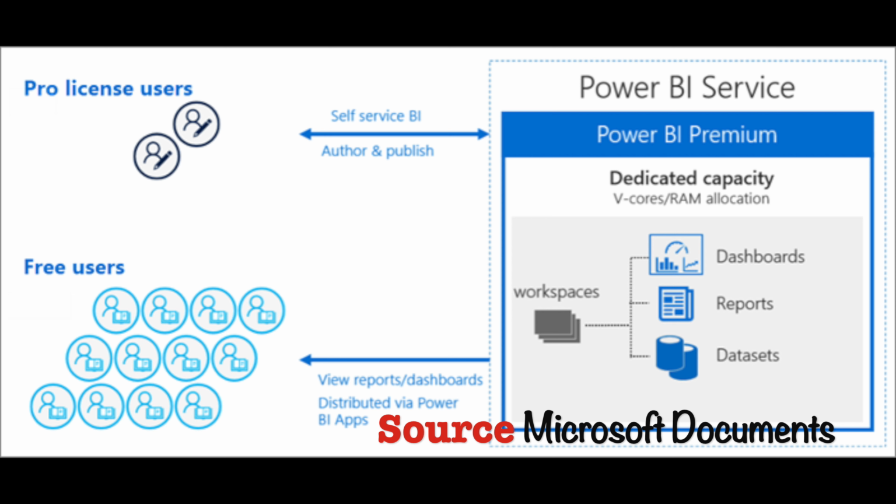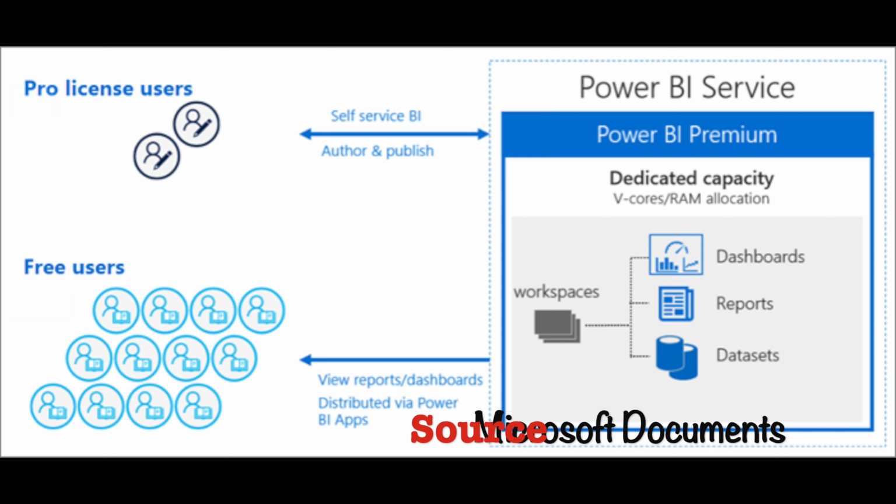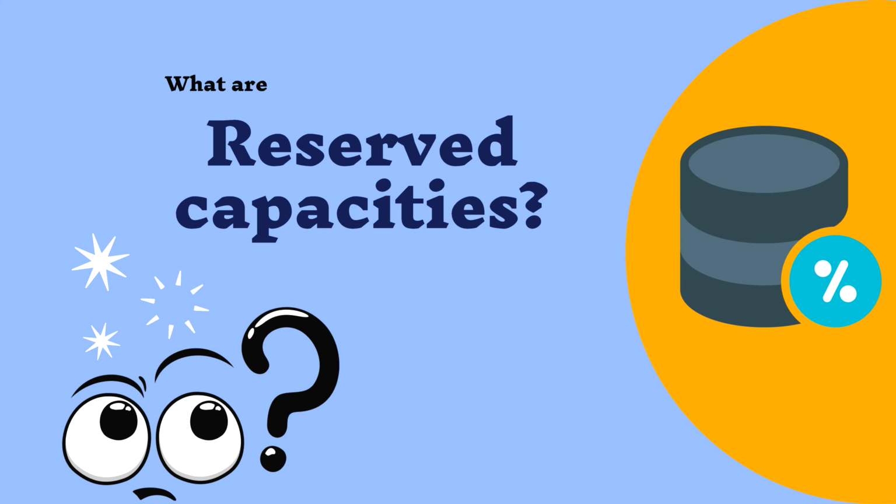If you have Power BI Premium, then you get a reserved capacity. That means a dedicated capacity for only your organization. No other organization is going to share it, unlike Power BI Pro. With Power BI Pro, you get a shared capacity. That means other organizations or tenants can also use that capacity whenever they require.